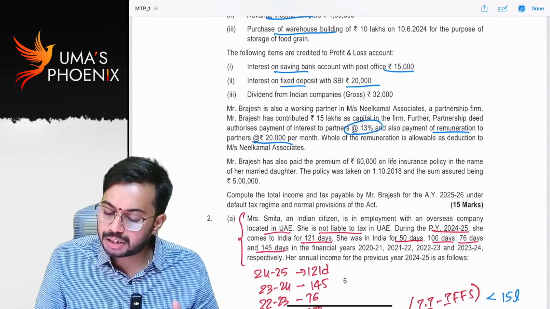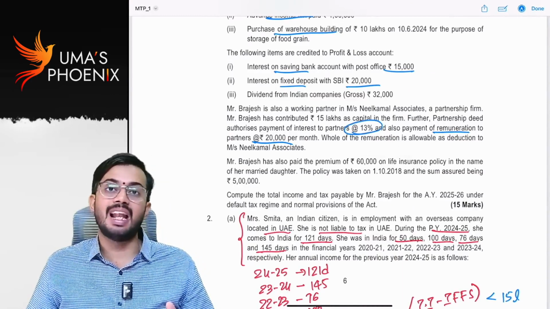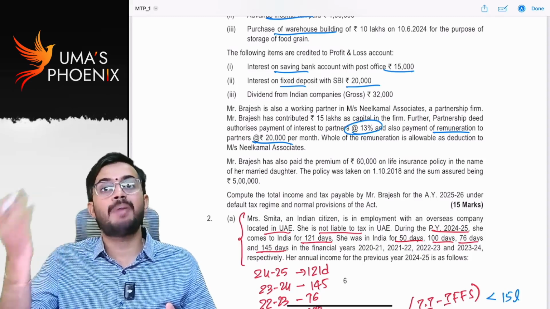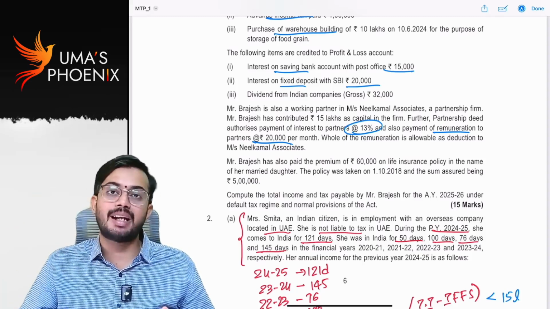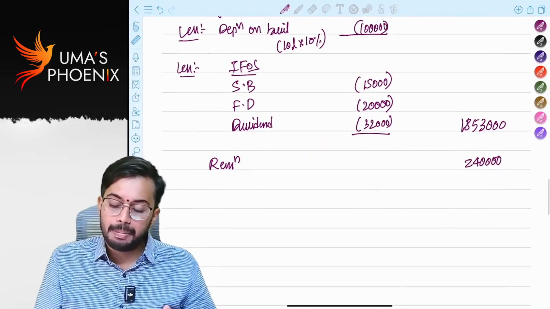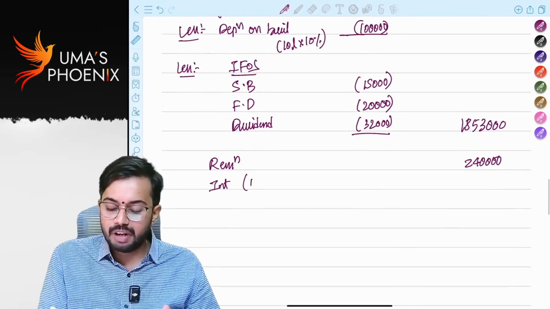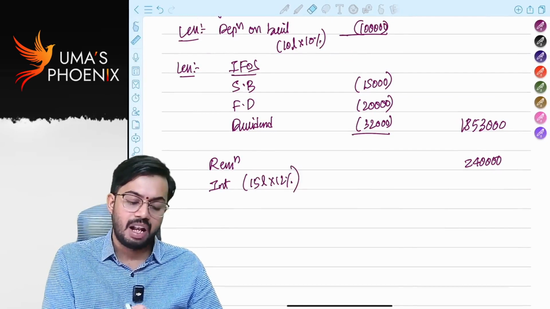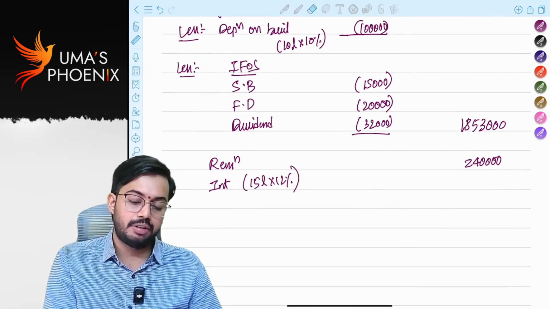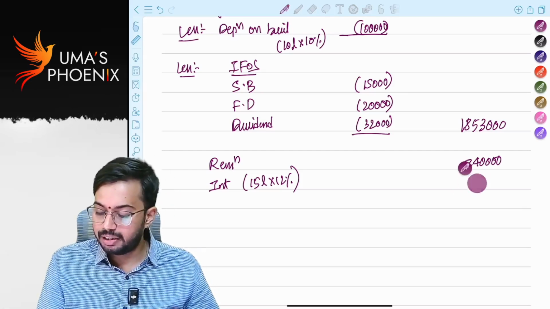Interest on partners' capital, only 12% is allowed. Whatever interest is allowed by the partnership firm is considered as income in the hands of partners and is taxable under PGBP. So interest is equal to 15 lakhs into 12%. I think 1,80,000. Let me check. 1,80,000.